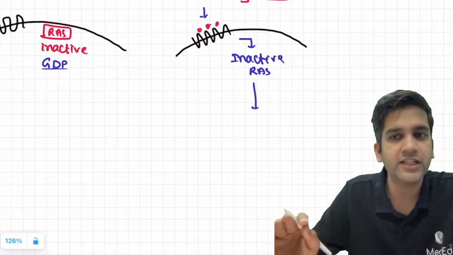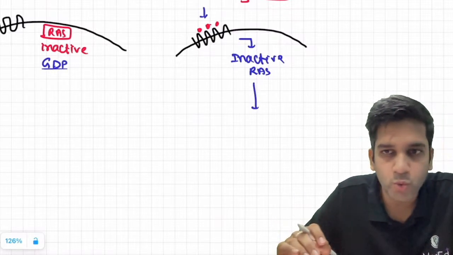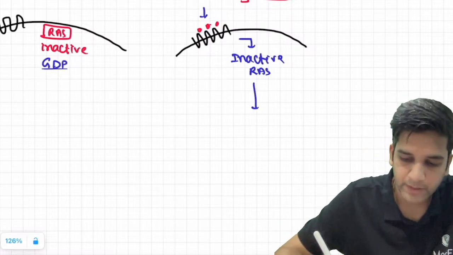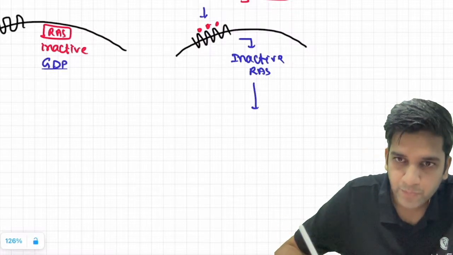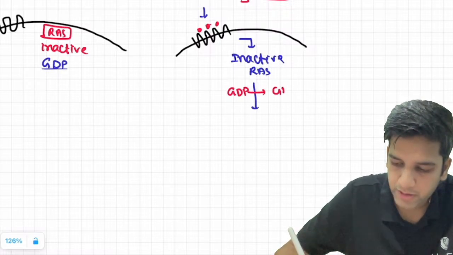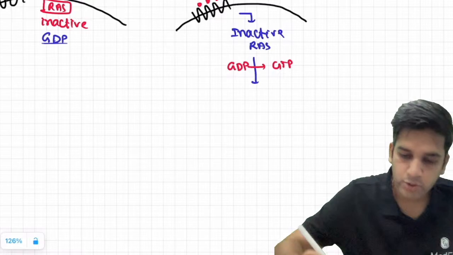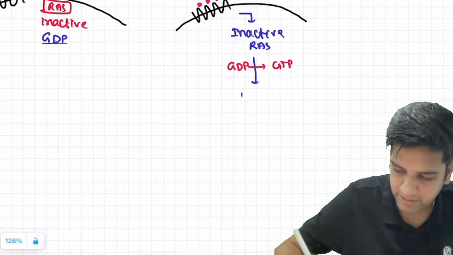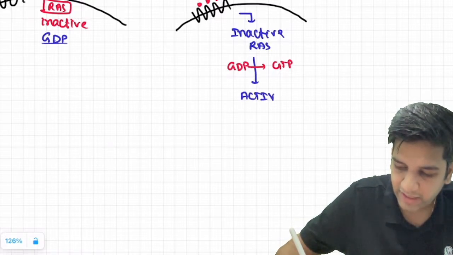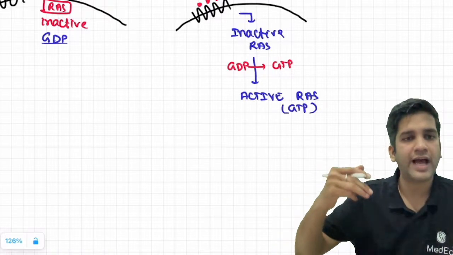Every activation in the world happens only with kinase. So here GDP will be converted to GTP. So it becomes an active RAS. Okay. Active RAS always will have GTP. It's just a conversion. I'm just going to add a phosphorylation.